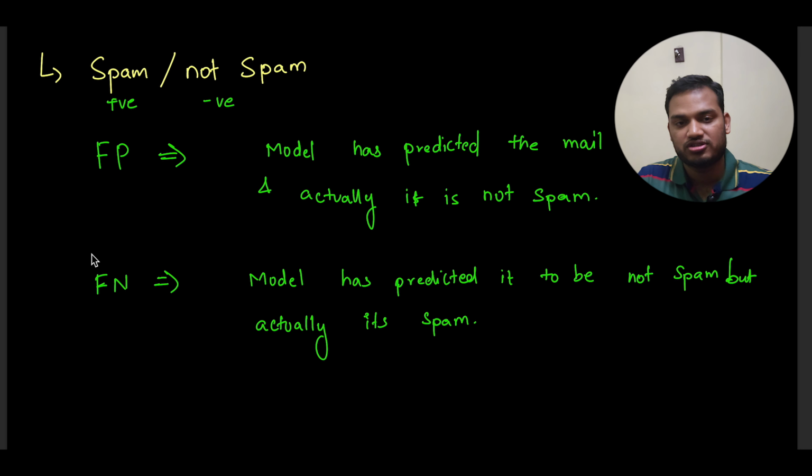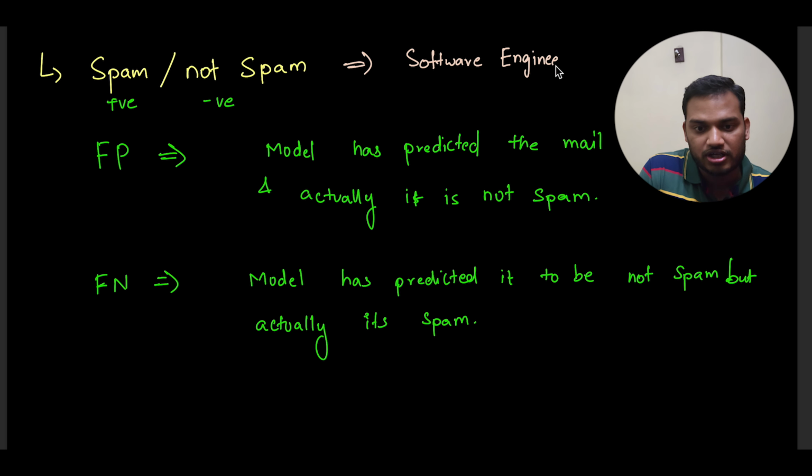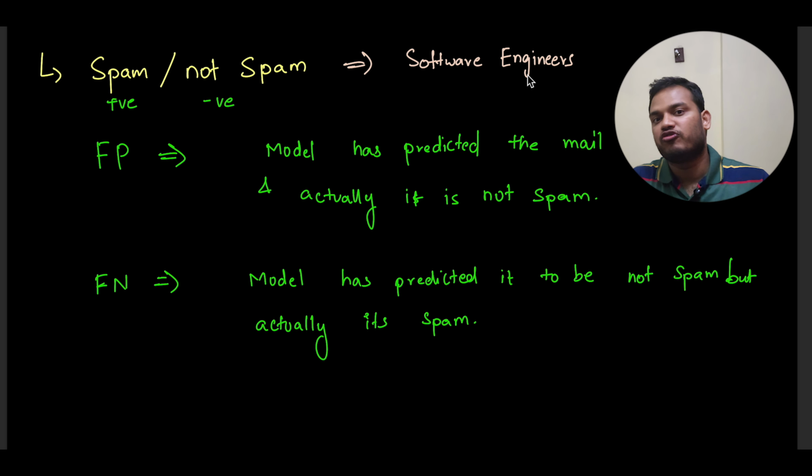You guys pause this video and think for some time. Let's say we are building this model for software engineers. For whom we are building is also really good information, right? So let's say we are building it for software engineers, and think which one is a bigger problem for these software engineers, false positive or false negative. Pause the video, think for some time and comment down your answer in the comment section.